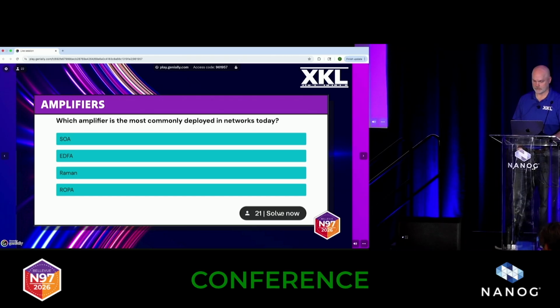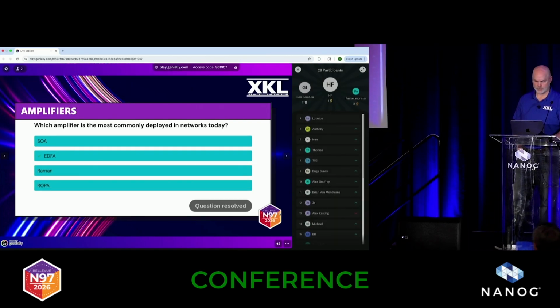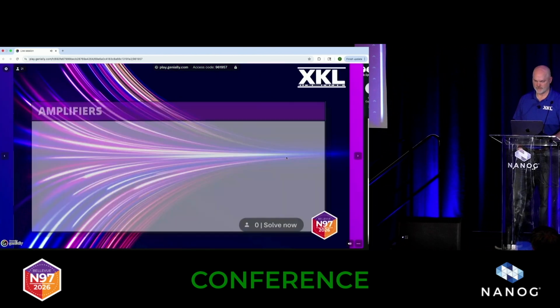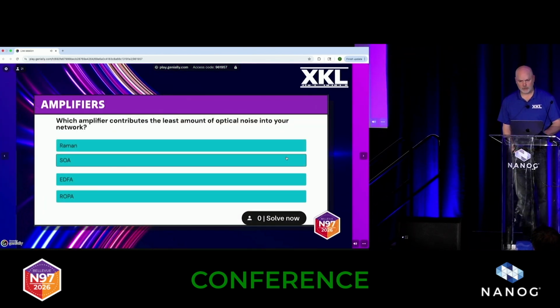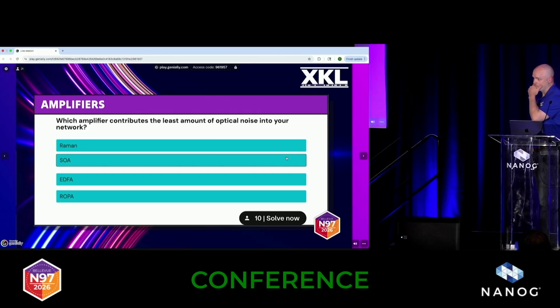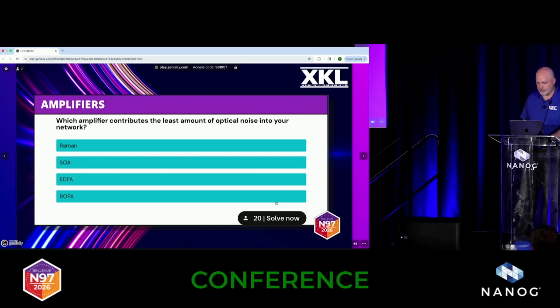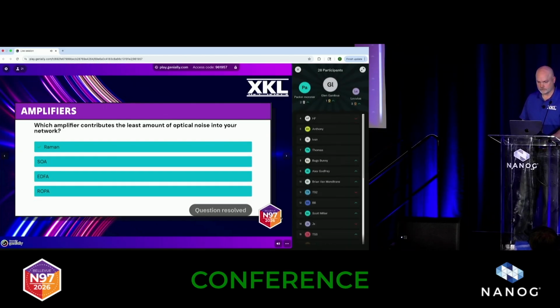All right, of course, EDFA, right? Easy. Which amplifier contributes the least amount of noise? Another easy one. Okay. The Raman.